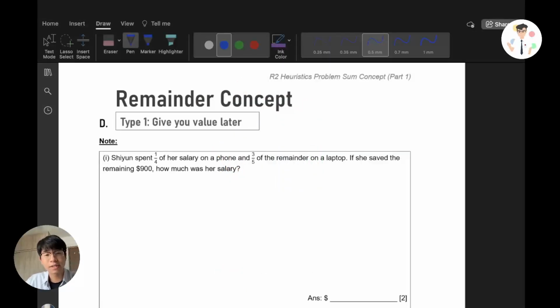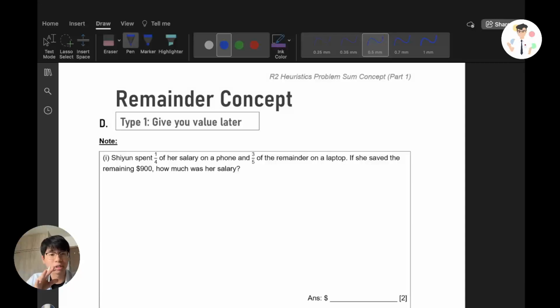Welcome back to digital class, and now we're looking at the remainder concept, and this is type 1, give you value later. Now let's try to look at the first question here, and we'll be tackling it together. Now we have two examples here today. So the first example will be the easier version, and the second example will be a slightly harder version.